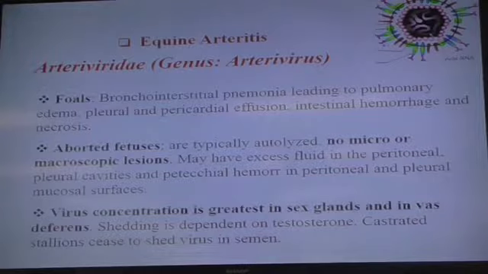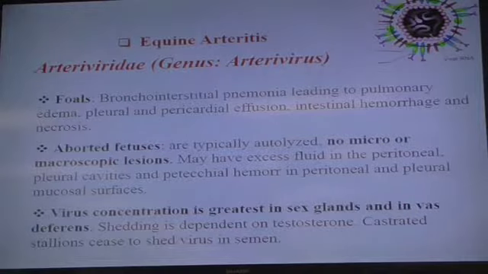The aborted fetuses' pathology: these are typically autolyzed, meaning that macroscopically and microscopically they do not have cellular structure that can be identified. However, it can be seen that there is a lot of fluid in the peritoneal cavity and the pleural cavities. The virus is transmitted through semen, hence the virus concentration is greatest in sexual glands and the vas deferens.